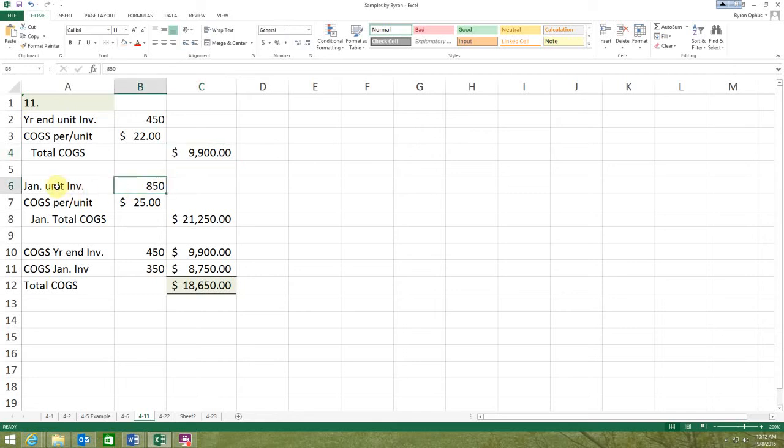My January inventory then I need to make, based on the problem, it just tells me I'm going to make 850 units, but my cost of goods per unit is going to go up to $25, and so my total cost of goods made in January is going to be $21,250. And this information in particular I don't need, but anyhow, my cost of goods year-end inventory is $450. Now mine is FIFO.